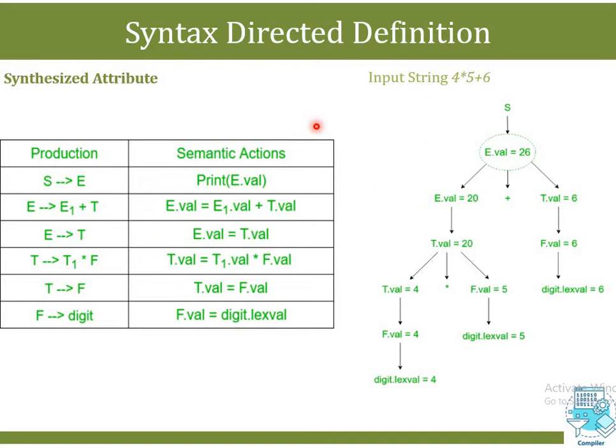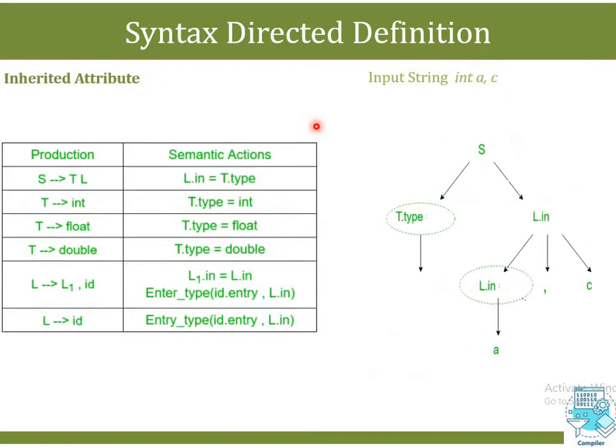Now next, let us discuss inherited attributes. So what is an inherited attribute? In an inherited attribute, we evaluate the value of the attribute by referring to its parent node or by referring to its sibling node. Now let us discuss an example. Now I have an input string int a, c. It's a declaration statement, and I have a grammar for it.